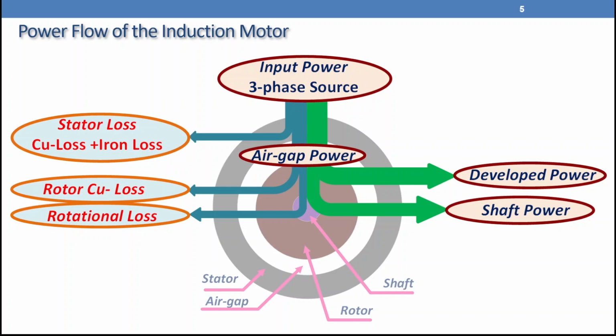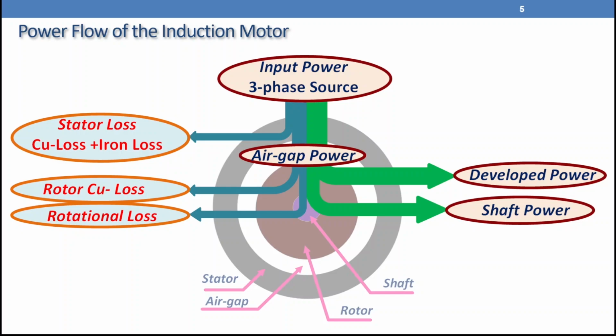The difference between input power and stator loss will be the power we transfer across the air gap going to the rotor side. This air gap power will be divided into some losses, and then we are going to have a useful power. From this air gap power we take away the rotor copper loss, and then we have what we call the mechanical power inside the motor. To get the mechanical power at the shaft, we take out the rotational loss, and then we have what we call the shaft power.